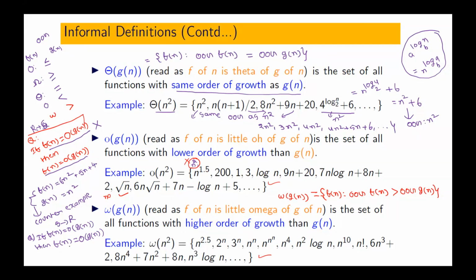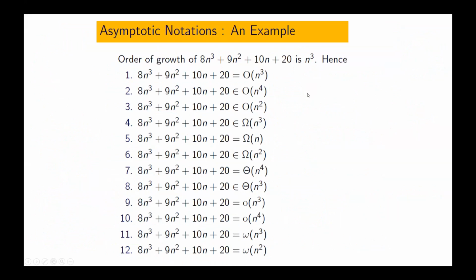Is this true or not? Yes, true. Okay, one example which covers all cases we discussed now. We know that 8n cube plus 9n square plus 10n plus 20, its order of growth is n cube. All this 12, every one of you should understand.